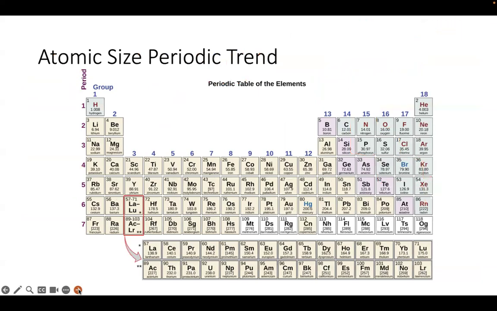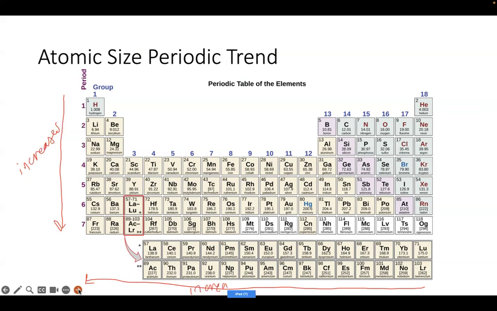So there are some other trends on the periodic table. We have atomic size. Atomic size increases as we go down, but also increases as we go to the left. The largest atom on the periodic table, or the largest element, is francium, where the smallest is helium.